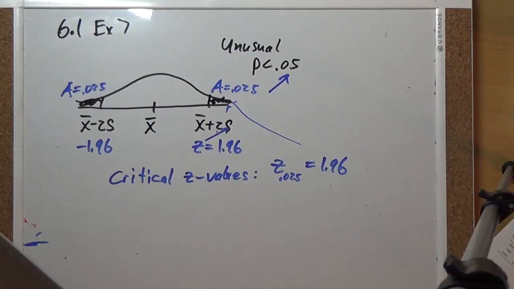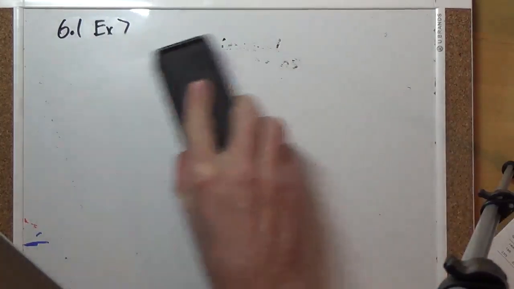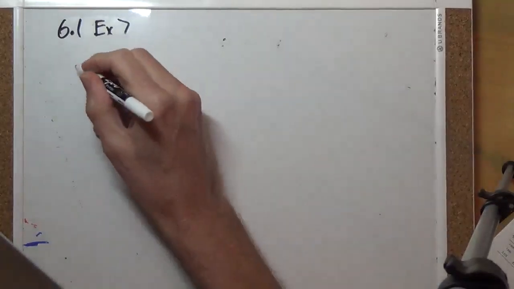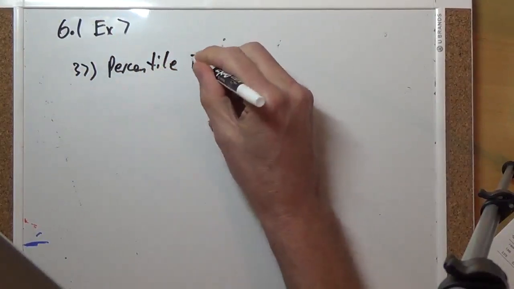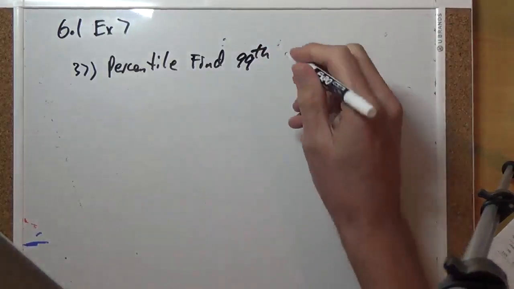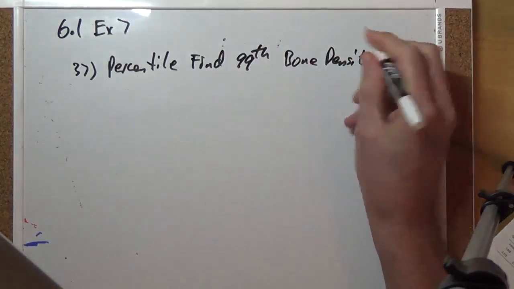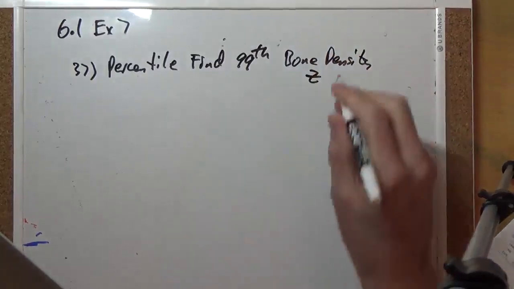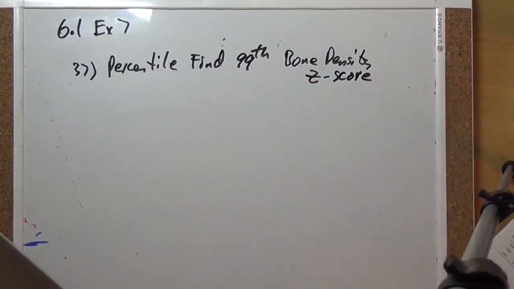Okay, I'm going to do one more thing. I'm going to do problem 37, which is percentiles. And it's kind of like finding a critical z-score, kind of the method. So problem 37 is a percentile problem. Find the 99th percentile for bone density. We're doing bone density because it's the exact same thing as the z-score. In the next section, we'll do more interesting problems where we have to convert to z-scores.